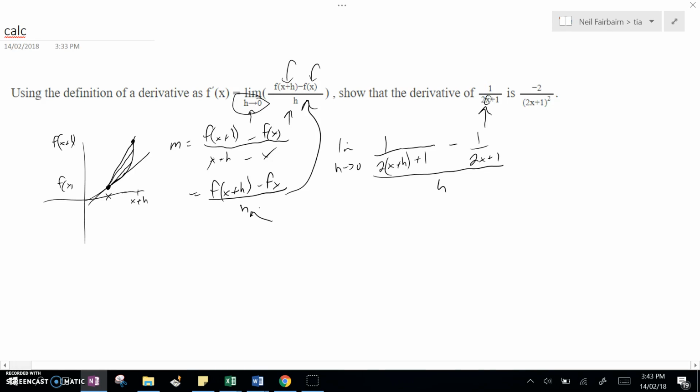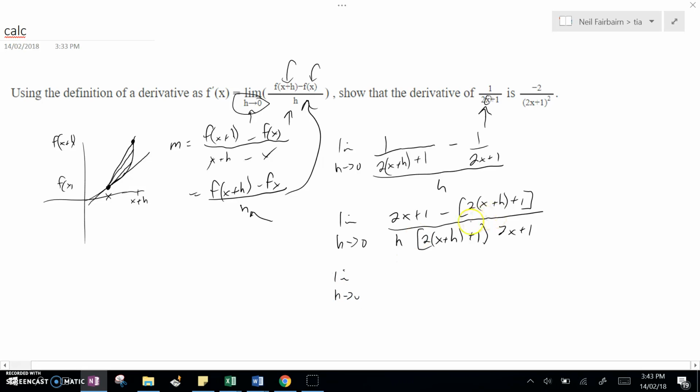So looking at the top part, we will get a common denominator. So the limit as h approaches 0 of 2x plus 1 minus 2 times x plus h, plus 1, all divided by 2 times x plus h, plus 1, times 2x plus 1, divided by h, or just multiply there by 1 over h. Okay, let's see what we get.